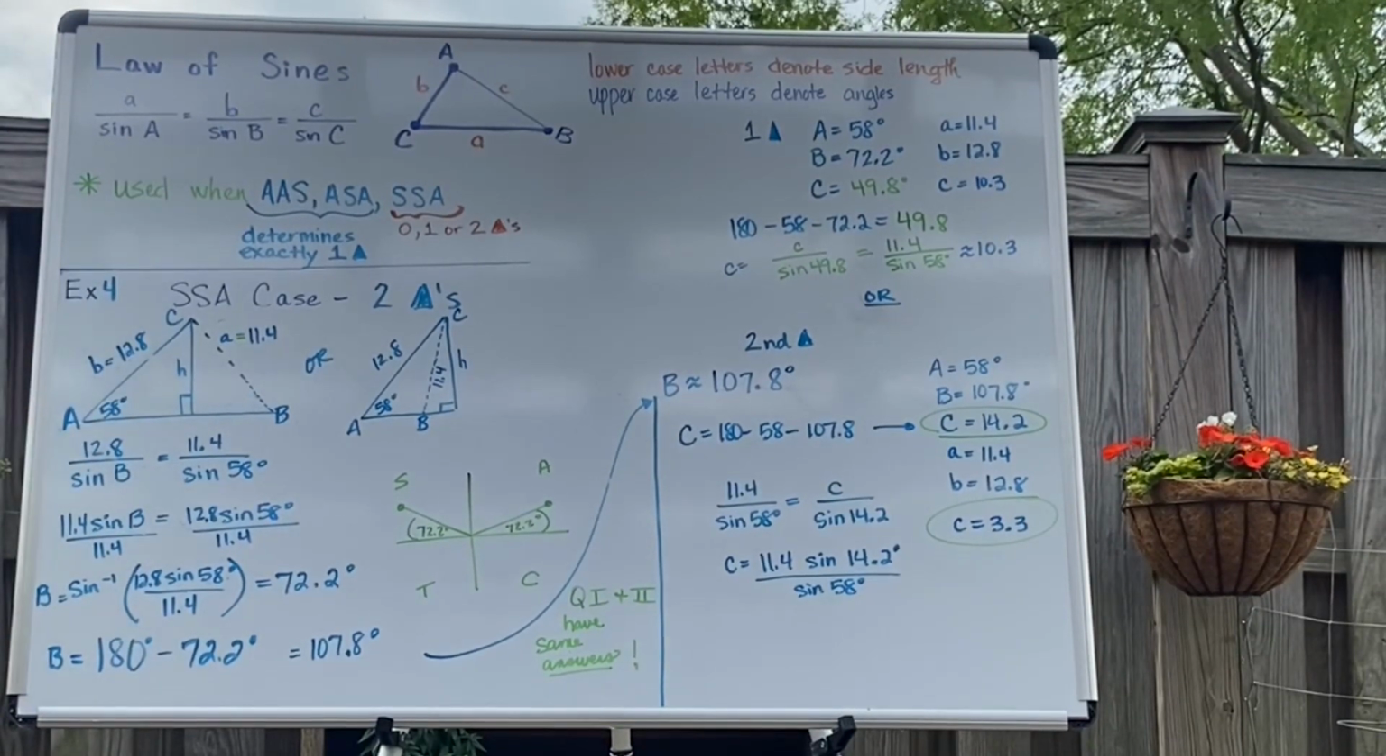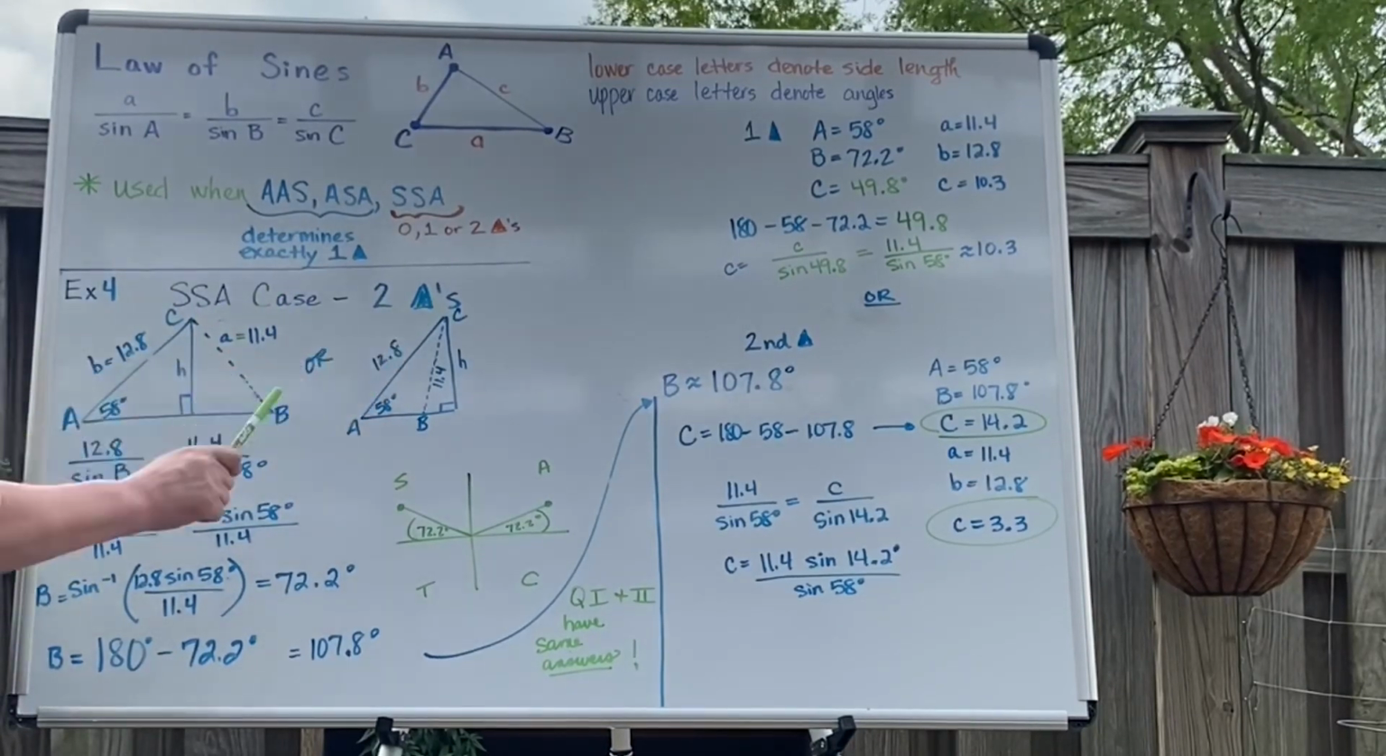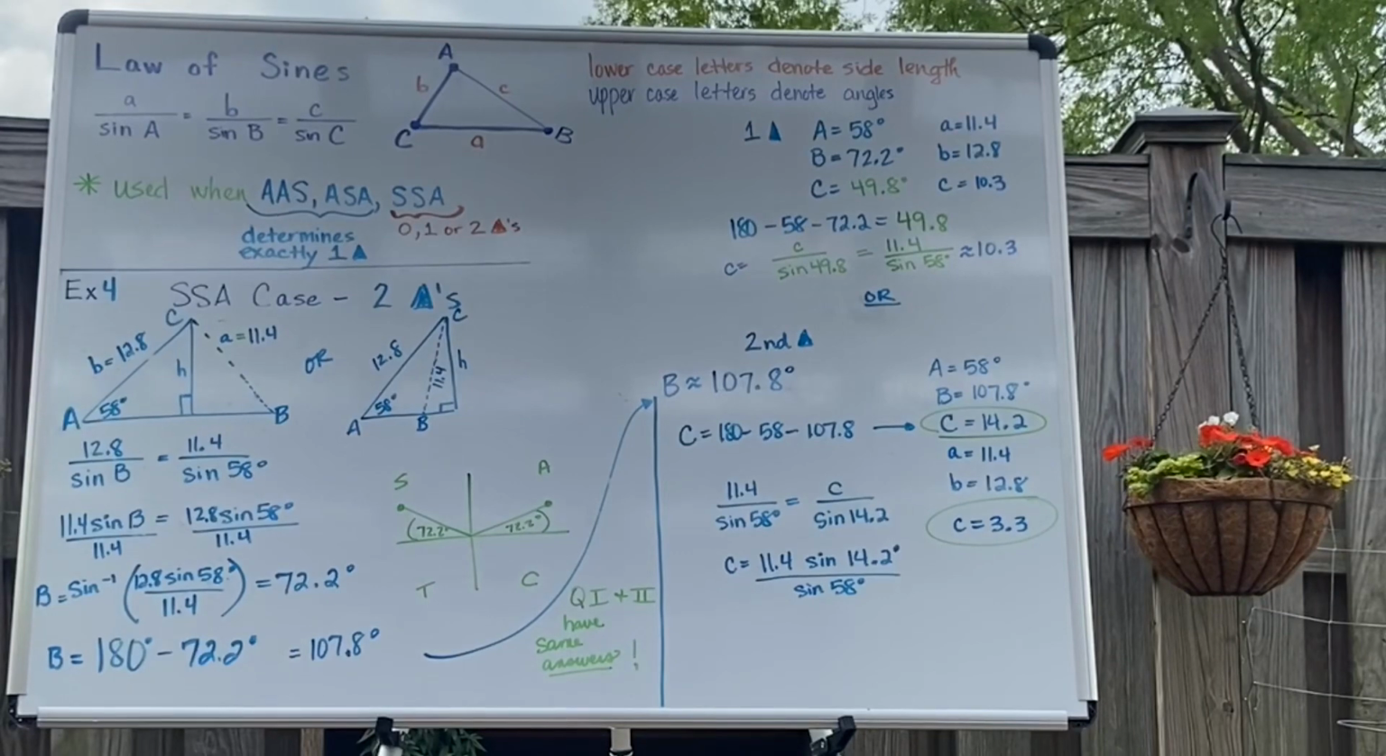Now, I need to tell you, this is the most difficult case for an SSA. It's going to give us 2 possible triangles that could come out of this situation. So I need you to sit up straight. I hope you're sitting in a nice comfy chair, up straight, and you're ready to go.